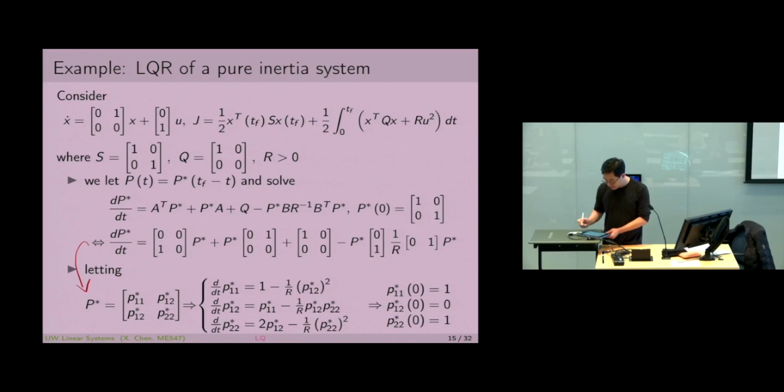From here to here is doing this step. This matrix derivative on the left, we have P11 star dot, and then this is P12 star dot, P12 star dot, P22 star dot. This is the left-hand side. On the right-hand side, just do this matrix multiplication. This P star over here, I won't repeat. This is P star. Just multiply everything.